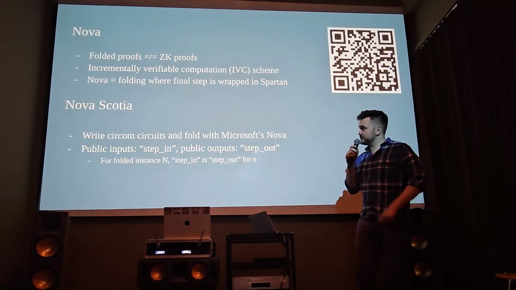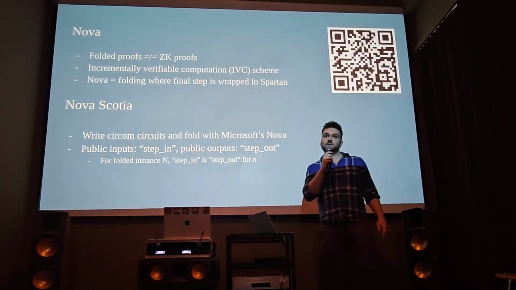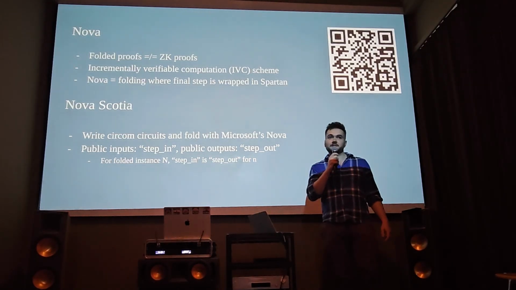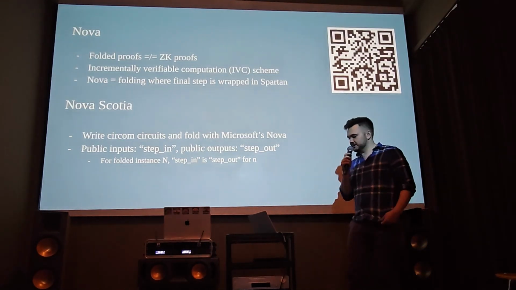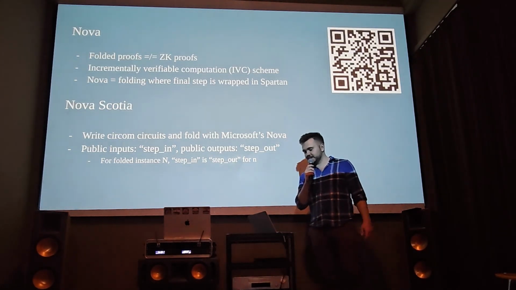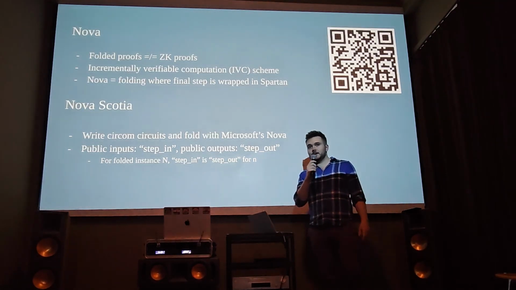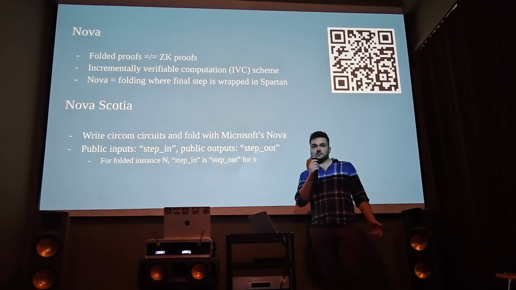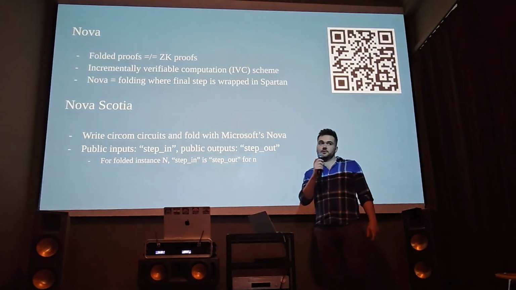So talking about Nova Scotia, I've got the QR for the repository up there. If you have used Circom at all ever, it would probably take you 15 minutes to get something working. It's an incredibly easy repository to use. Basically, the only thing you need to think about, and I'll show it briefly in a second, is the public inputs, which are just step in and step out. And basically, for some instance n in your chain of the IVC, the step in for n is going to be the step out for n-1.